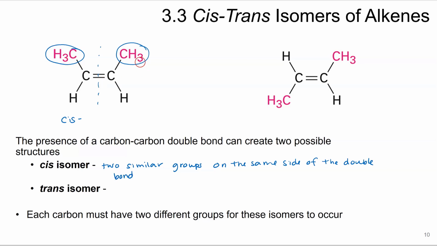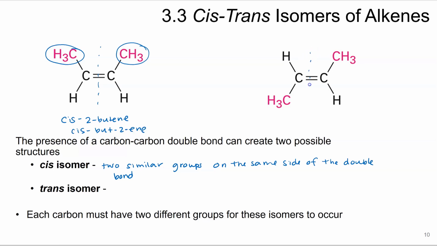So when we name this now, before it would just be 2-butene, but because we have this information about cis, that tells us it is a cis 2-butene, or a cis but-2-ene.